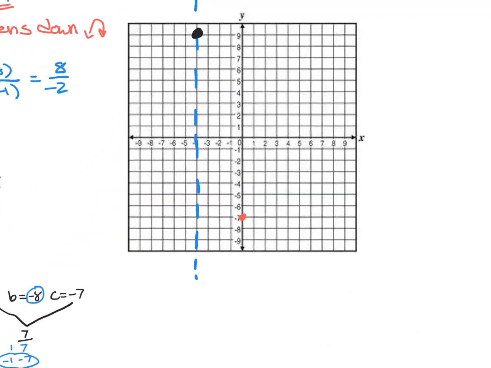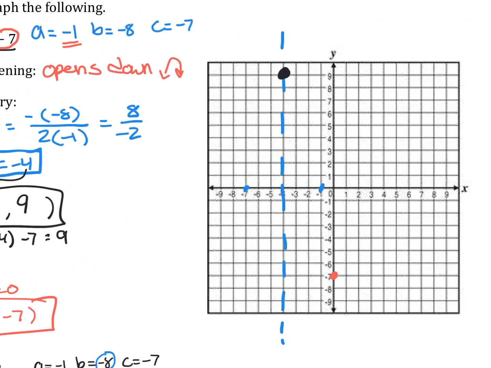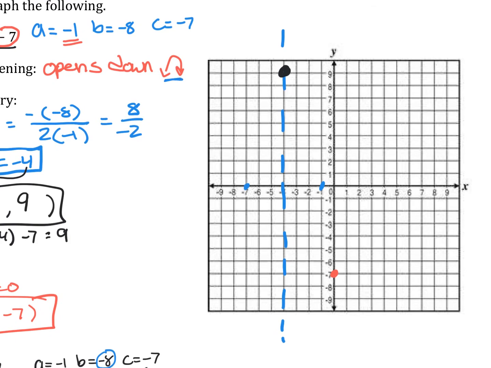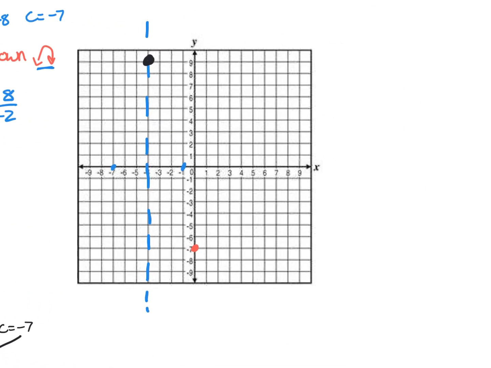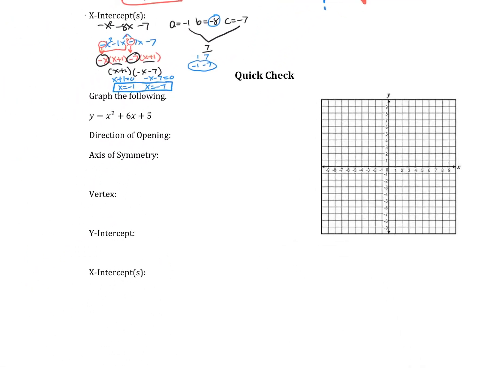So I plot those up here, negative 1, negative 7. Then I'm basically just going to connect my dots. I know we need our parabola to open down, so you want to make sure that's what happens here. All right, it doesn't have to be perfect. You just want to make sure it's opening the right way and that it's hitting all the points that you have plotted there.